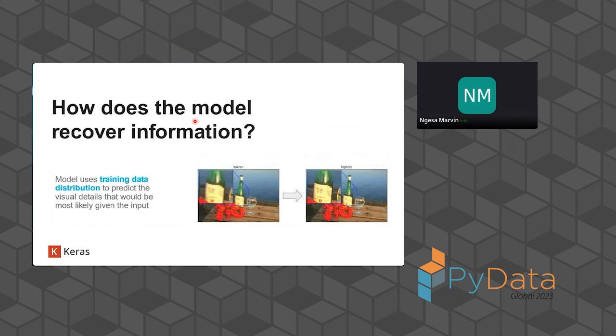And there's a way that the super resolution model recovers the information you have. Of course, it doesn't do this by magic. It uses something called a training data distribution, and what it does is hallucinate. Hallucination is a big thing in generative AI. So it uses the training data distribution to hallucinate the visual details that are most likely given the input.